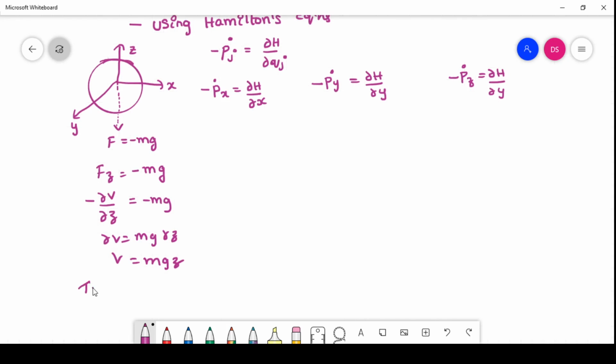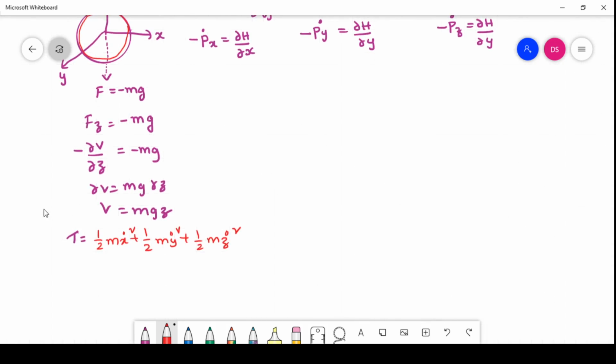Now let us consider the kinetic energy, because the particle is moving near the surface of the earth. Its direction is towards x, y, z. In three dimensions it is moving, so it gains kinetic energy: half m x dot square, half m y dot square, plus half m z dot square. To solve anything we want the Lagrangian function, so we need to write the kinetic energy and potential energy. We know that L is equal to T minus V, so we will get half m x dot square plus half m y dot square plus half m z dot square minus mgz. Let it be equation 1.